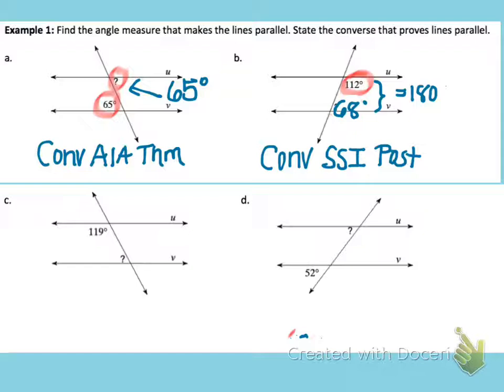So the next two, I want you to try as try questions. So we're going to have you pause the video for a sec. Figure out the missing angle, the one with the question mark in it, what it would have to be in terms of its measure so that the lines would be parallel, and then list the property that would be used to support that the lines are parallel. So please pause the video now, try C and D, and then tune back in to check your answers. Pause now.